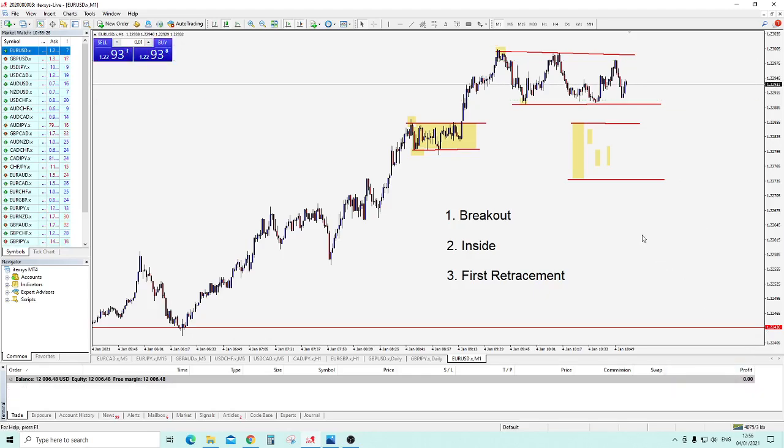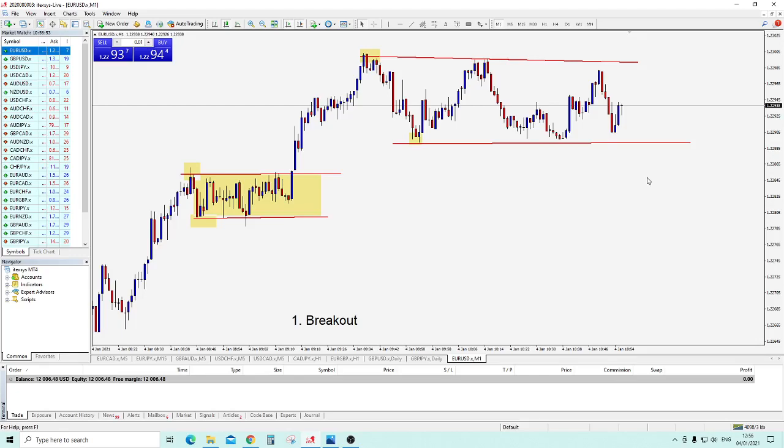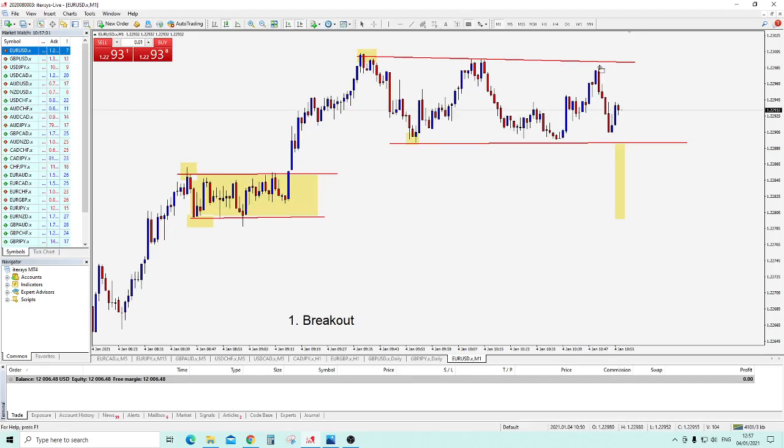And the last one is what is called the first retracement. You actually wait for a breakout to happen, and after the breakout happens, you wait for the first time price goes back to the ranging market. Let me clean this a little bit and zoom in. So if you identify this consolidation right here, you wait for a breakout, either to the downside or to the upside, and you do not trade the breakout itself. But once the breakout happens, you wait.